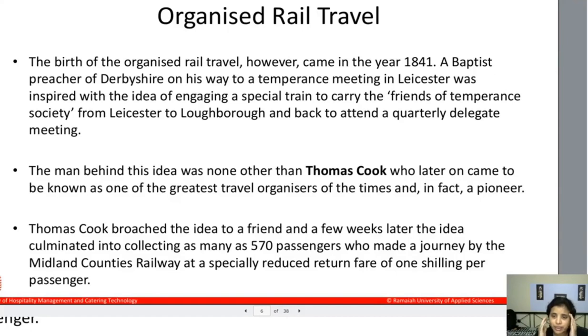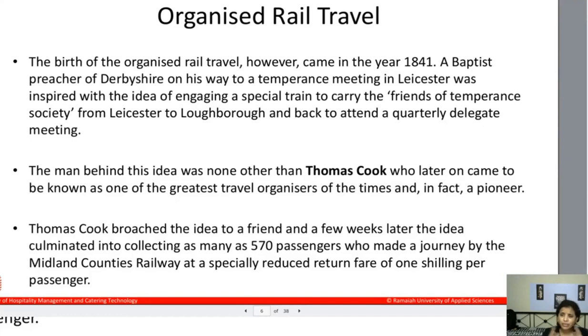It's because of his brilliant idea which came to his mind when he saw people using railways as a mode of travel for their religious meetings, called temperance meetings, when they used to go from Leicester to Loughborough. They used to go very frequently in groups, and this meeting was all about de-addicting themselves from bad habits. So Mr.